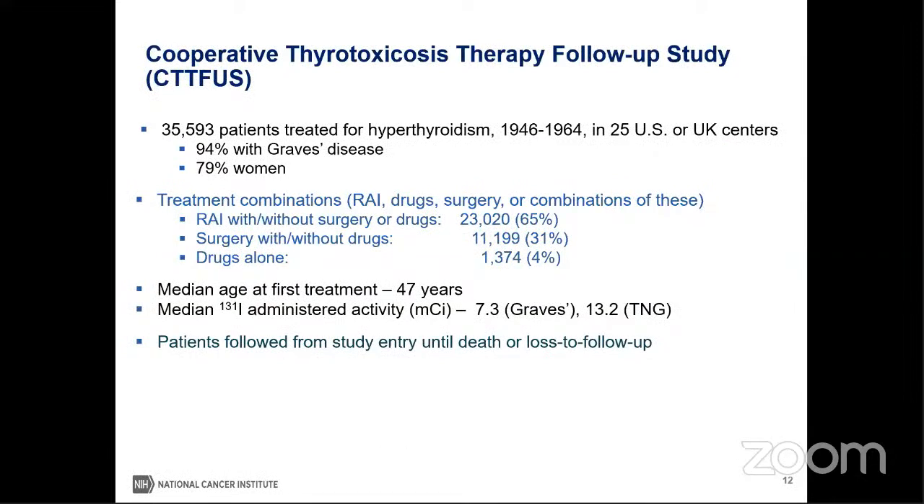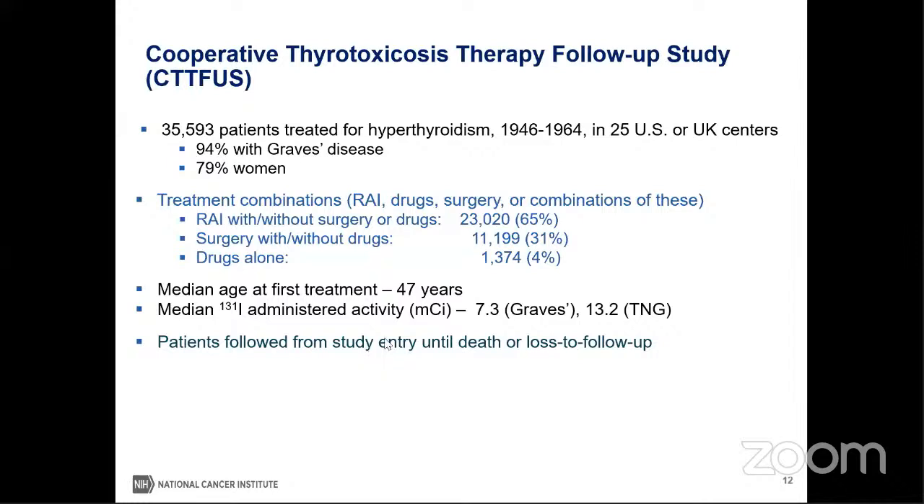The CTT-FUS study is a cohort of about 36,000 patients who were treated for hyperthyroidism between the mid-1940s and mid-1960s in one of 25 US or UK centers. Most of these patients had Graves' disease and most were women. And there are various treatment combinations that the patients received in this study. About 2/3 received radioactive iodine therapy either alone or in combination with surgery and/or antithyroid medications. About 2/3 received surgery without radioactive iodine, and 4% received only antithyroid drugs.